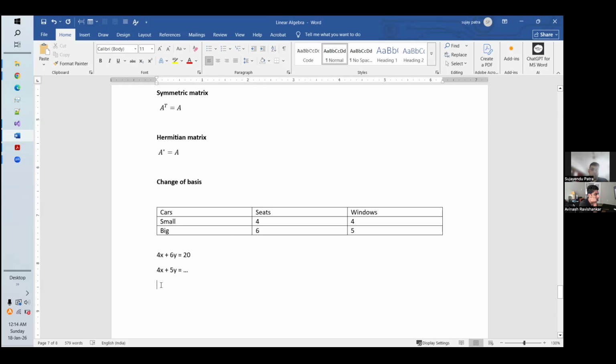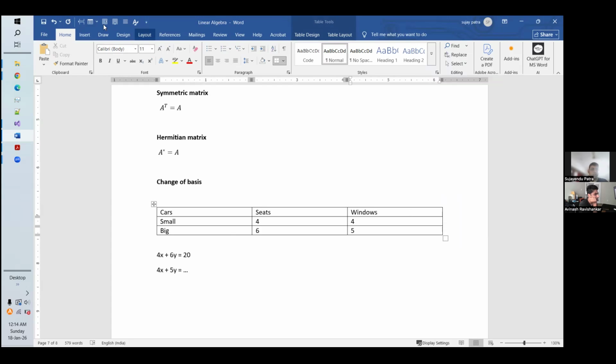Now, let's say instead of thinking of how many small cars and how many big cars, I directly convert the problem into seats and windows, like how many seats and how many windows. Does that make any sense? Okay, so are you saying like 10x plus 9y or something?